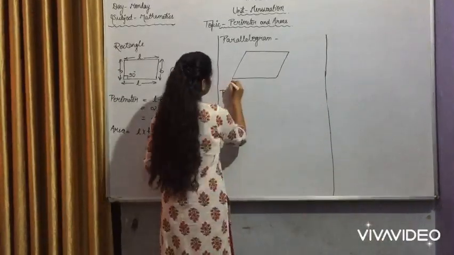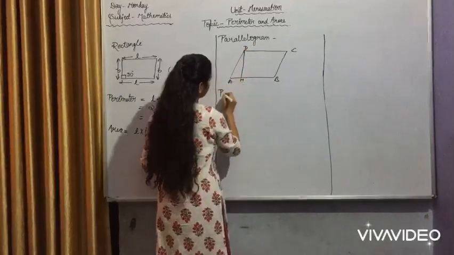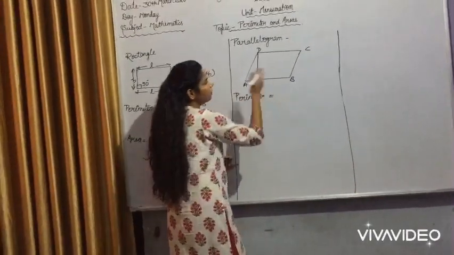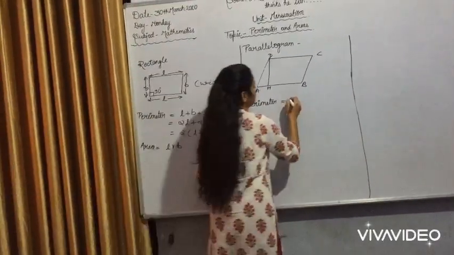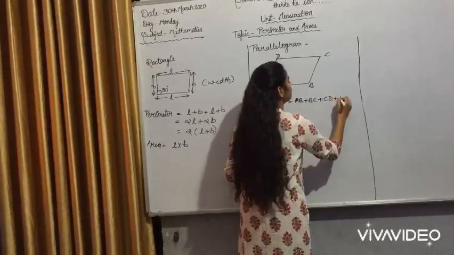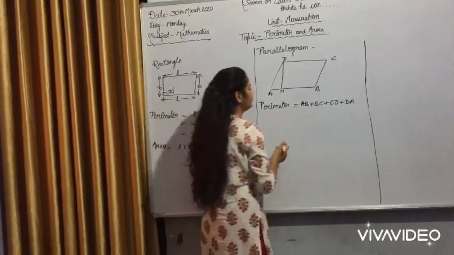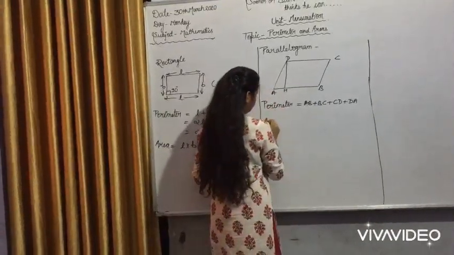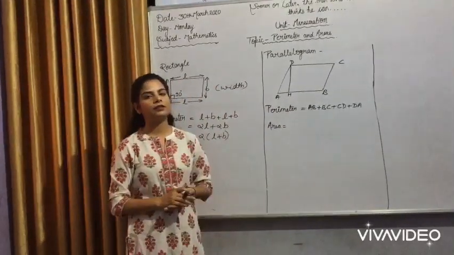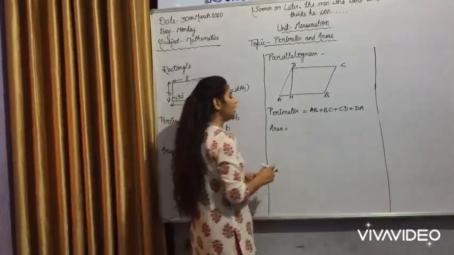Perimeter is again the sum of lengths of all these sides, that is AB plus BC plus CD plus DA, as we know, all the four sides are named here. Area. Area of parallelogram is given by base multiplied by corresponding height.